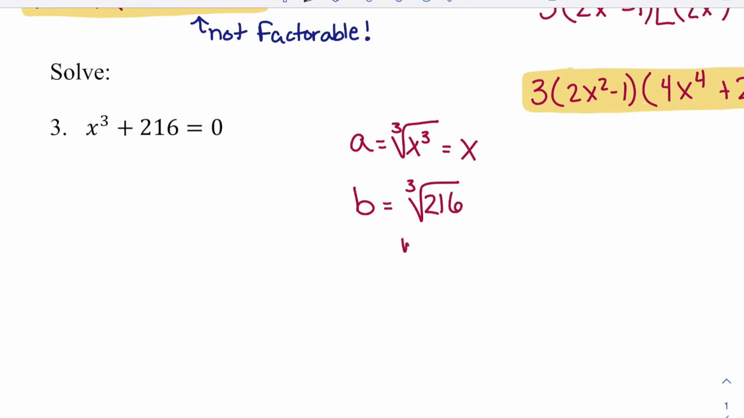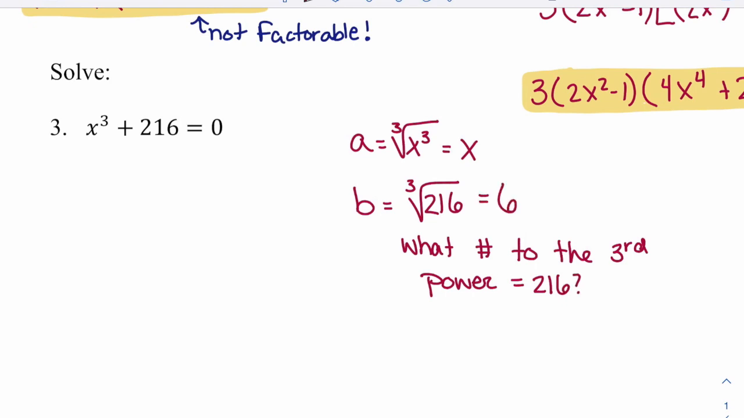And what I want to think of here is what number to the 3rd power equals 216. And the answer to that question is 6, so the cube root of 216 is 6. So those are my a and b. I have sum of cubes, so it's going to be a plus b times a squared minus ab plus b squared equals 0.